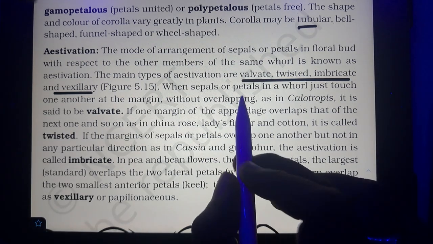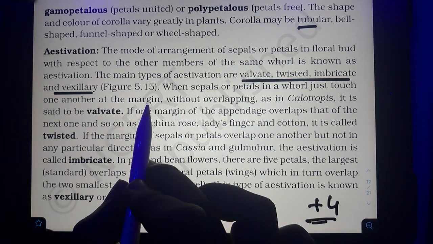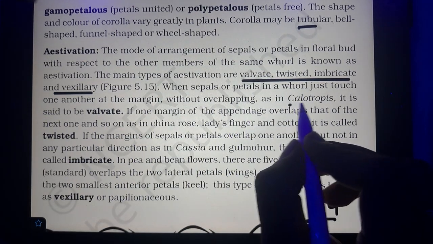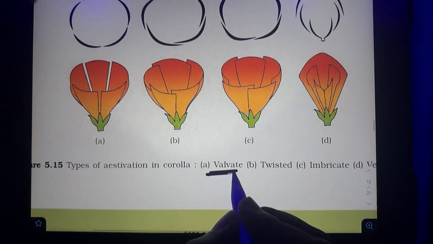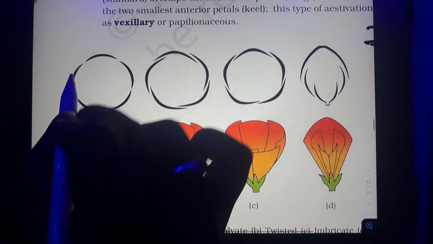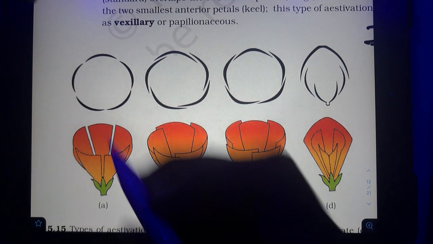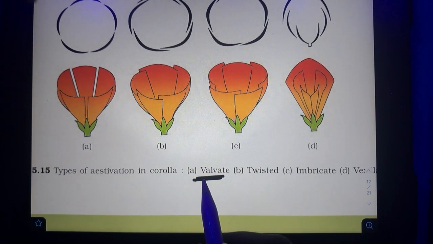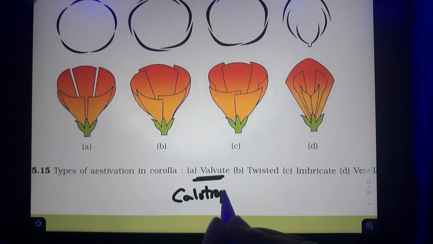When sepals or petals in a floral bud just touch one another at the margin without overlapping, as in calotropis, it is said to be valvate. In valvate estivation, the sepals just touch at the rim, but they never overlap. This estivation is valvate and the example is calotropis.